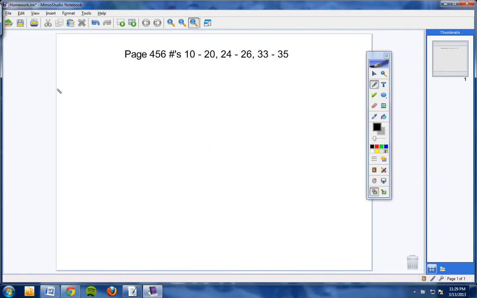Let's go ahead and get started, please, with numbers 10 through 12. Numbers 10 through 12, we're finding the circumference. So on number 10, they give us a radius of 7 centimeters. I'm not going to draw the circle. The formula for circumference is pi d.